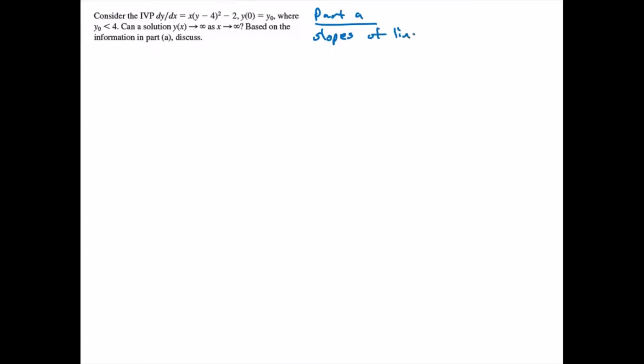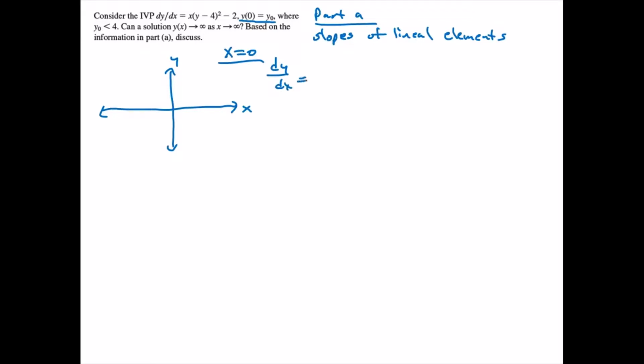lineal elements at particular points. And in this case, we're focused on y of 0 equal to y naught, meaning we are concerned with x equal to 0. And we had seen that, of course, x equal to 0 is simply the y-axis. And when we plugged 0 in for x, we had found that dy/dx was simply negative 2. So when x equals 0, the slopes will always be negative 2, so the slopes of all of those tangents.